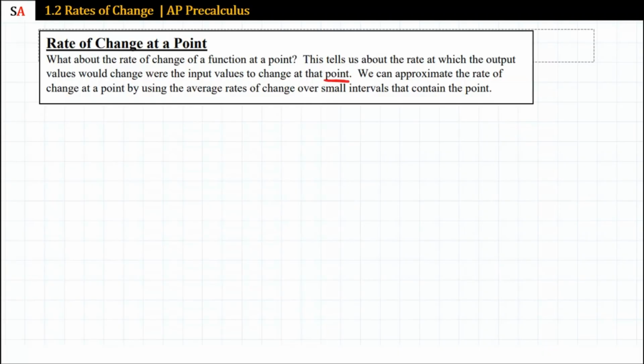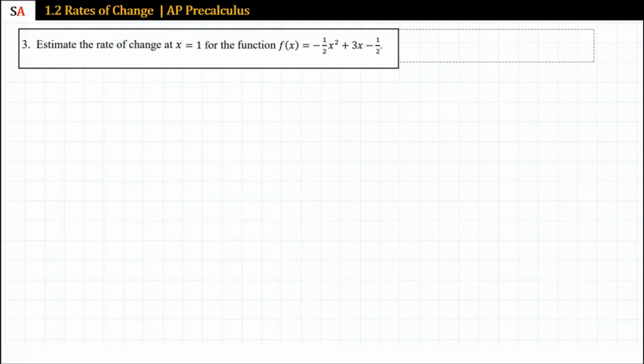What is the change in output value? That is called the rate of change. So we can approximate the rate of change at a point by using the average rate of change over a small interval that contains the point. The slope of the tangent line gives the rate of change, and the slope of the secant line gives us the average rate of change. Now let's estimate the rate of change.